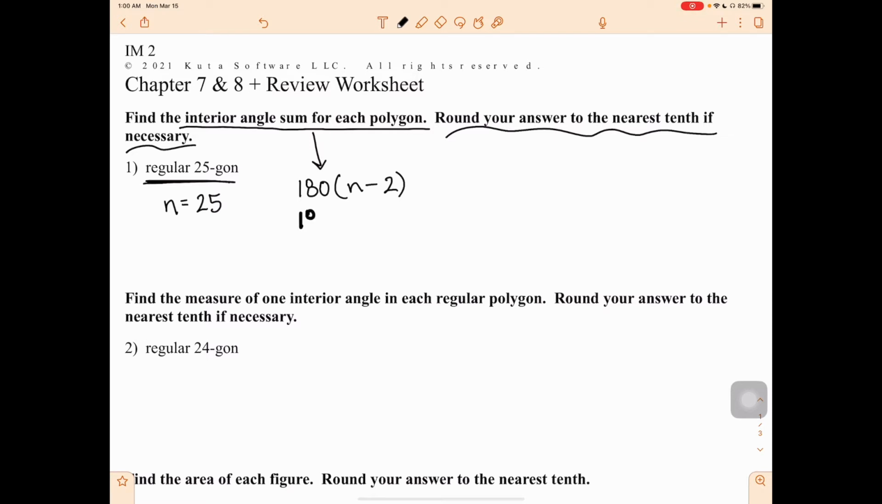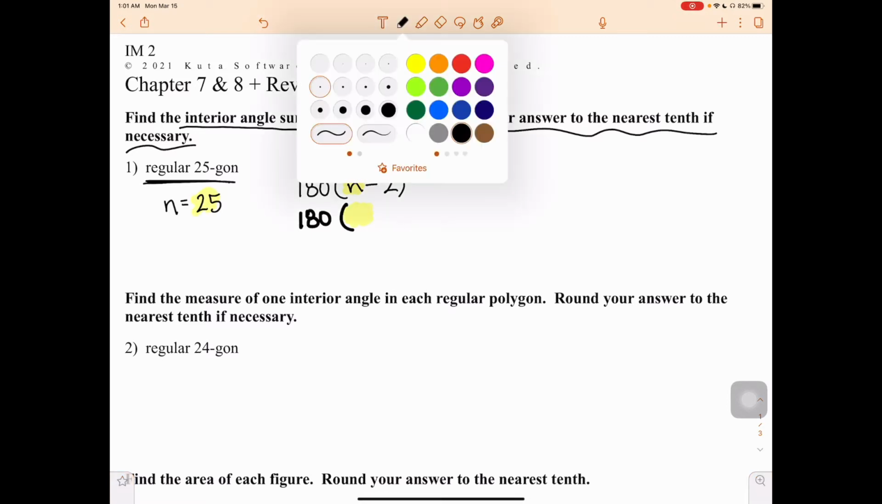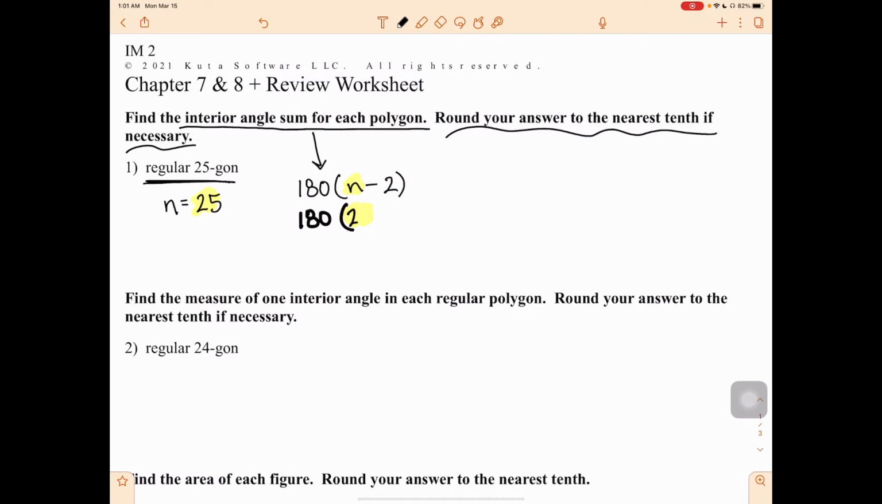All right, so 180 times, instead of n there, we know n is 25. So we're going to plug in 25 for n. So now we know it's 180 times 25 minus 2, which is 23.